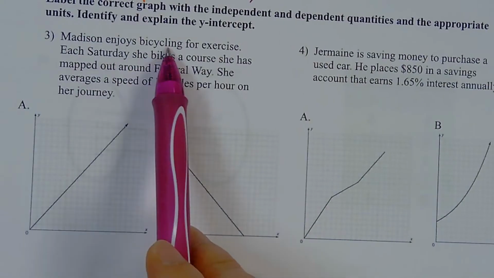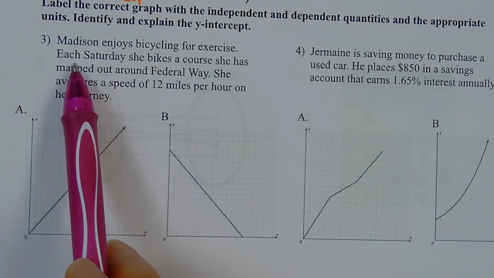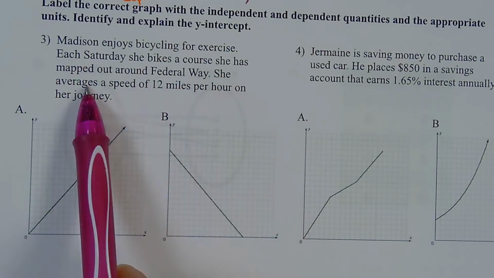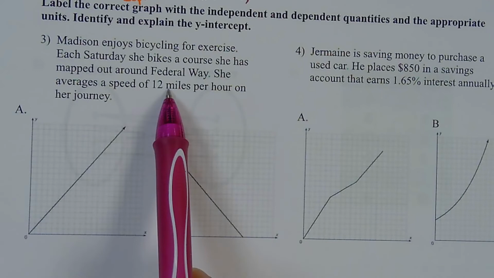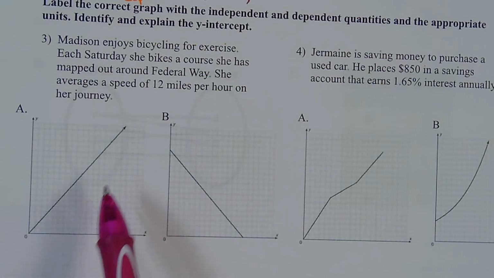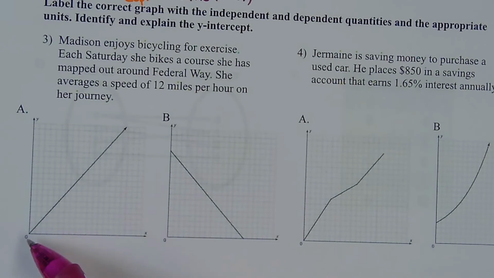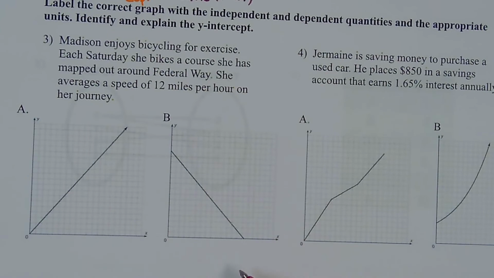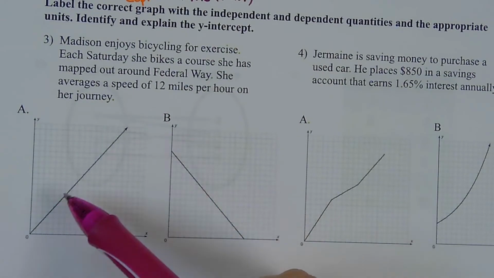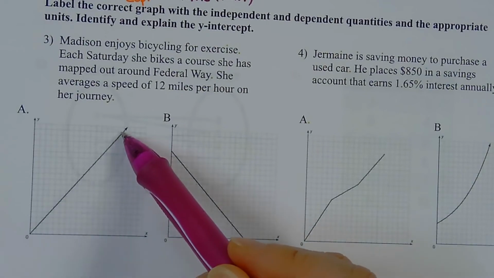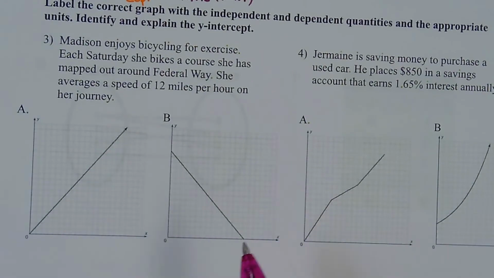So, Madison enjoys bicycling for exercise. Each Saturday she bikes a course she has mapped out around Federal Way. She averages a speed of 12 miles per hour on her journey. All right, so what are we talking about here? She's bicycling around a course. Is she going to be increasing her distance or decreasing her distance? It seems like she's starting at home or starting her course, and then she's going to be increasing her distance, right? She's going further and further on her course that's mapped out.